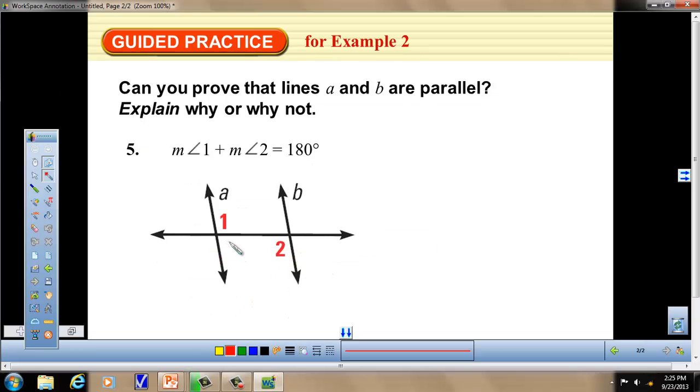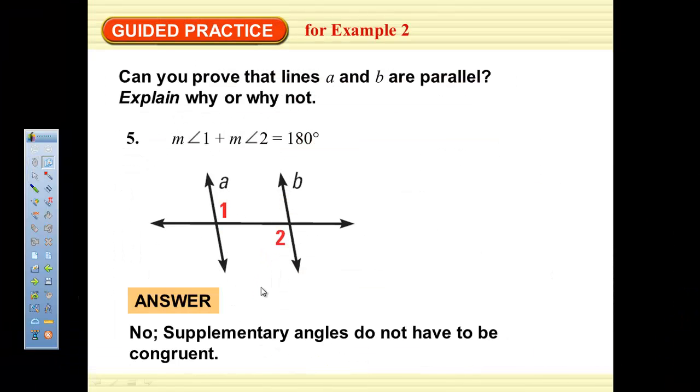If angle 1 was right here, then we could state that same side interior or consecutive interior angles are congruent, but when the alternate interior angles are supplementary, it doesn't really help us in this regard. So again, supplementary angles do not have to be congruent. So that would be no, we don't know whether they're parallel or not.